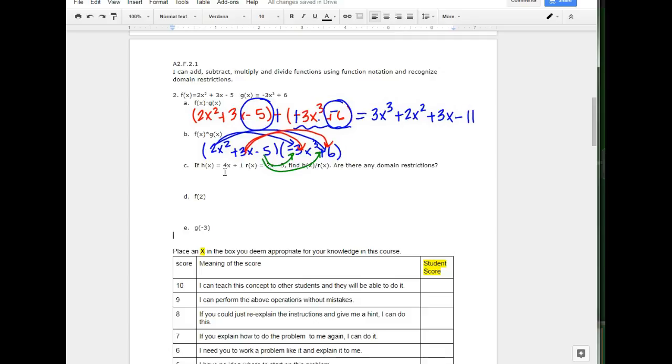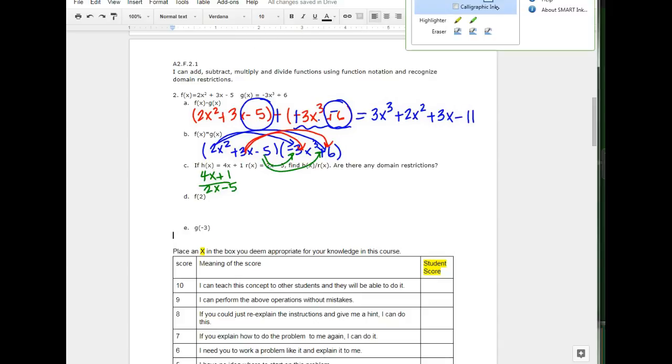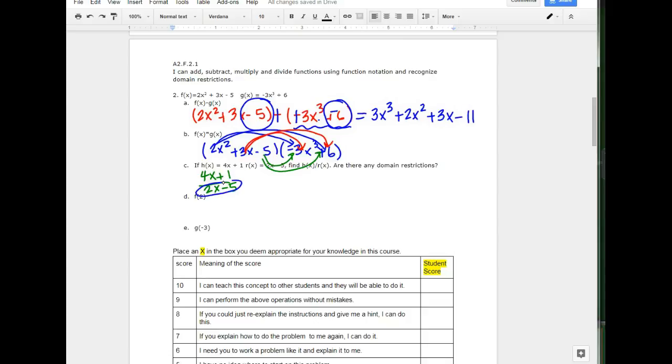All right, on part C, we worked this one in class. I am looking for you to be able to write this as a fraction, and then I'm also looking for you to be able to state the domain restrictions because we cannot have a 0 in the denominator. In other words, this expression cannot be 0. I cannot have a number over 0. That is undefined. This fraction is undefined if I have 0 in the denominator.